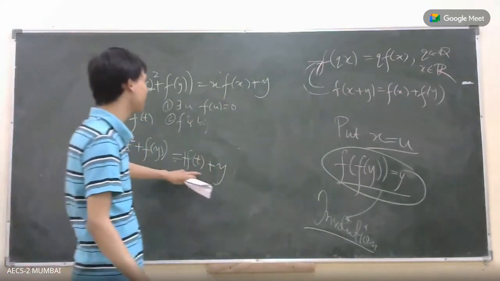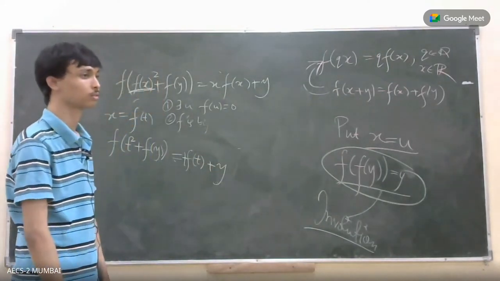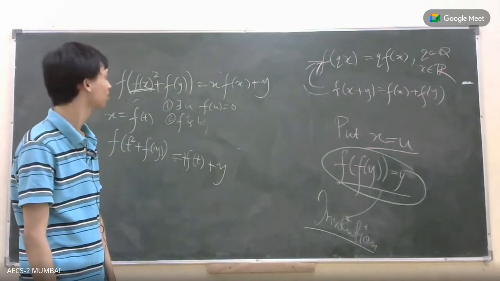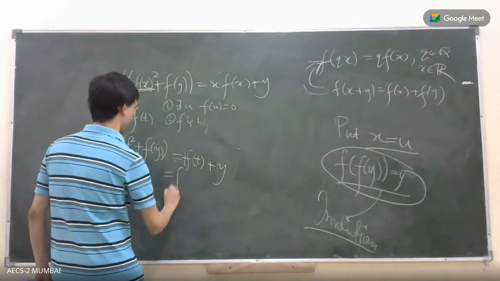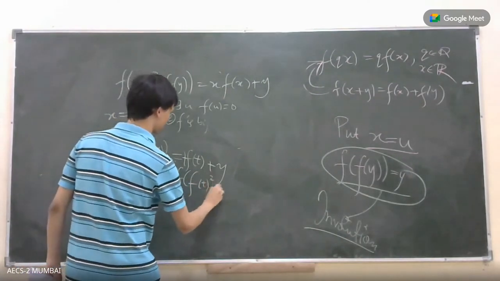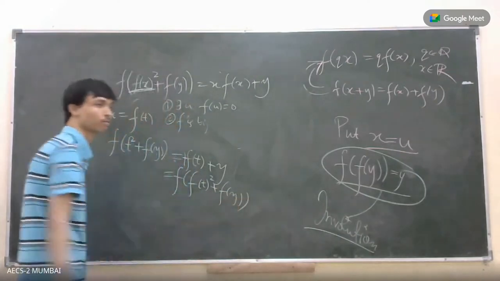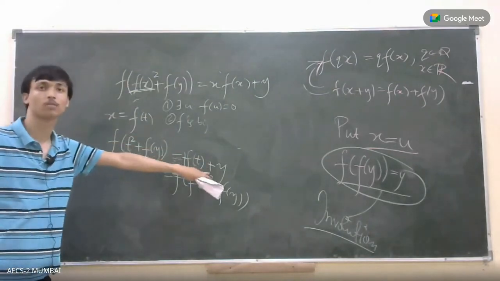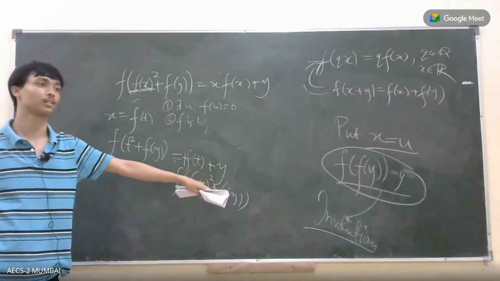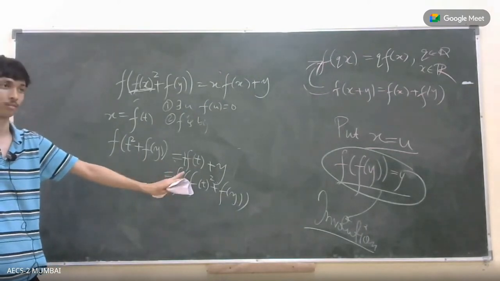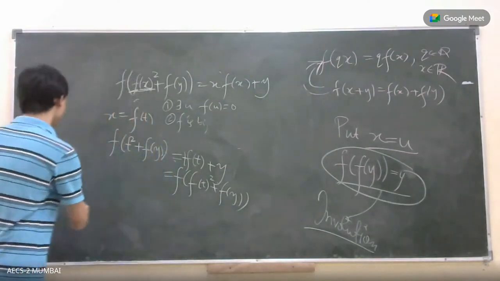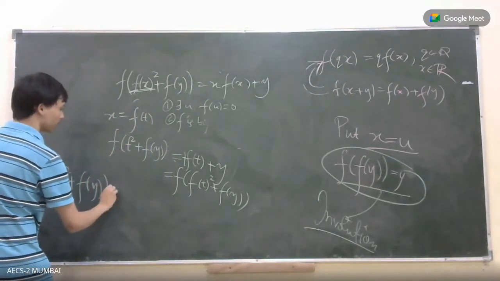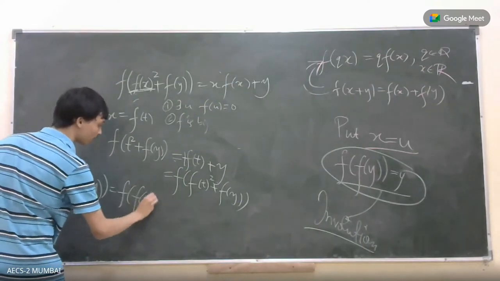Now what is f of x squared plus y? It is f of f of t squared plus f of y, right? Just put x equal to t. So f of x squared plus y is f of f of t squared plus f of y, right? So what do you get? f of t squared plus f of y is f of f of t squared plus f of y.